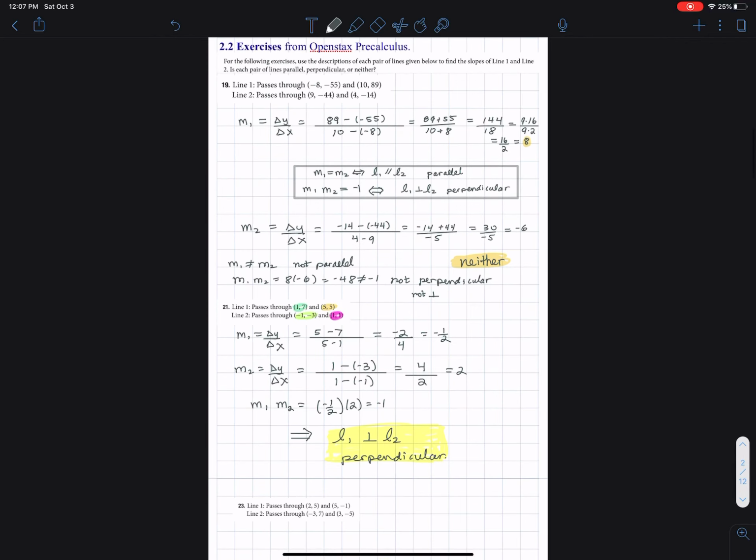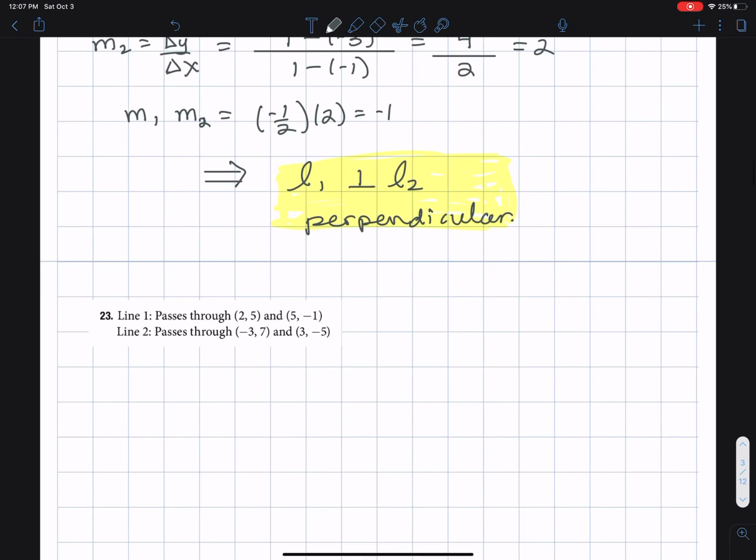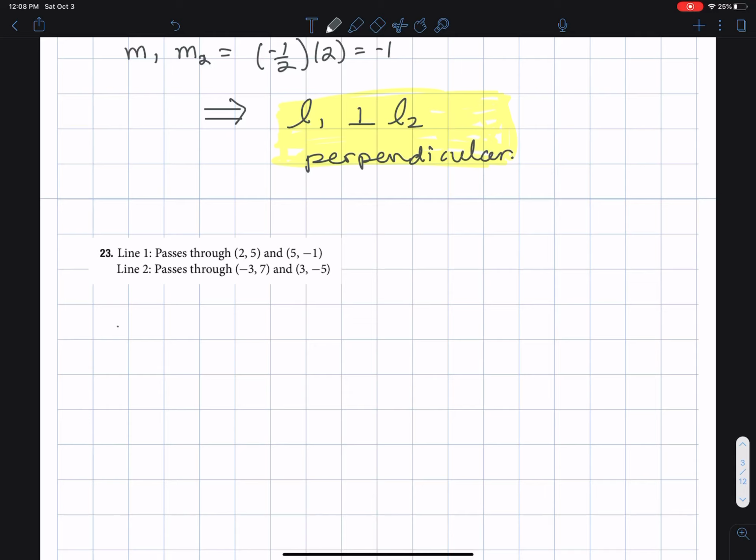All right. Now let's check it out. M1 is equal to, again, rise over run, so it's delta y over delta x. I'm going to take the difference in the y's and the difference of the x's and find a fraction of those. So I have negative 1 minus 5, which is negative 6. I have 5 minus 2, which is 3. Divide, negative 2.